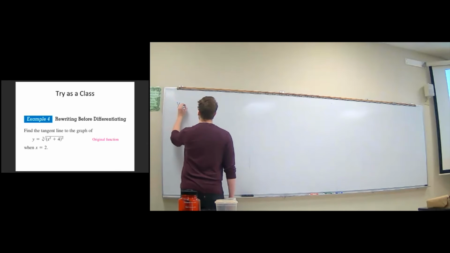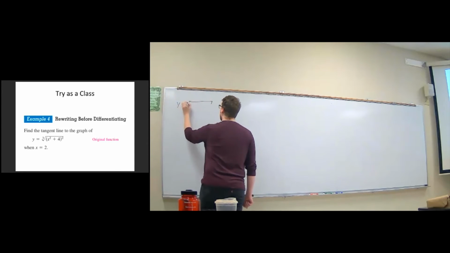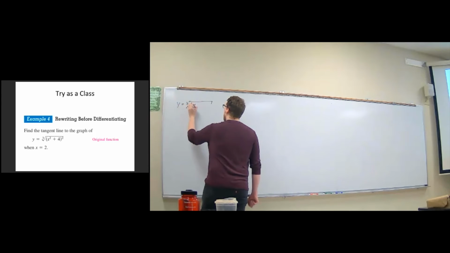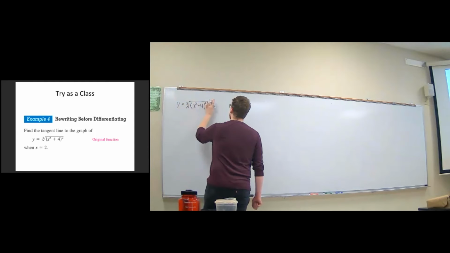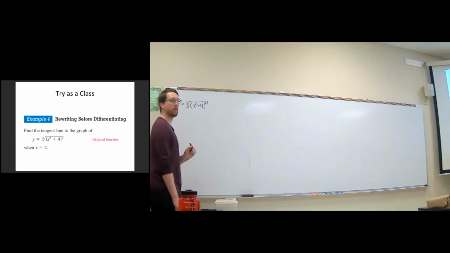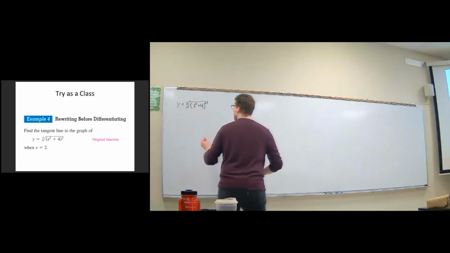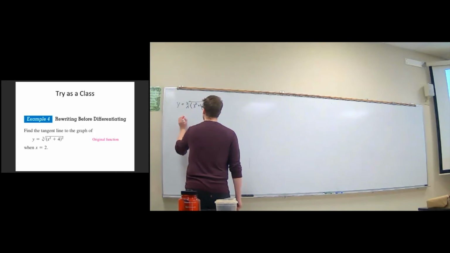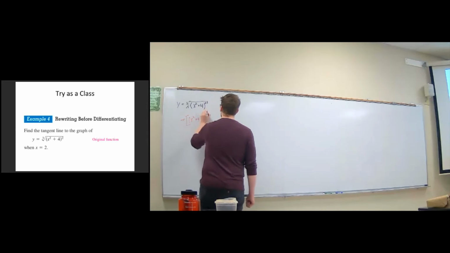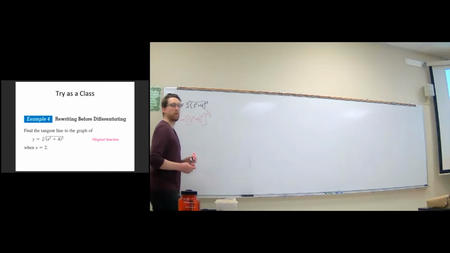All right. So first thing we're going to do, rewrite everything, right? Y is equal to the cubed root of x squared plus 4, that quantity squared. Now we can rewrite this as the quantity x squared plus 4, that thing squared, all raised to the 1 over 3, right?